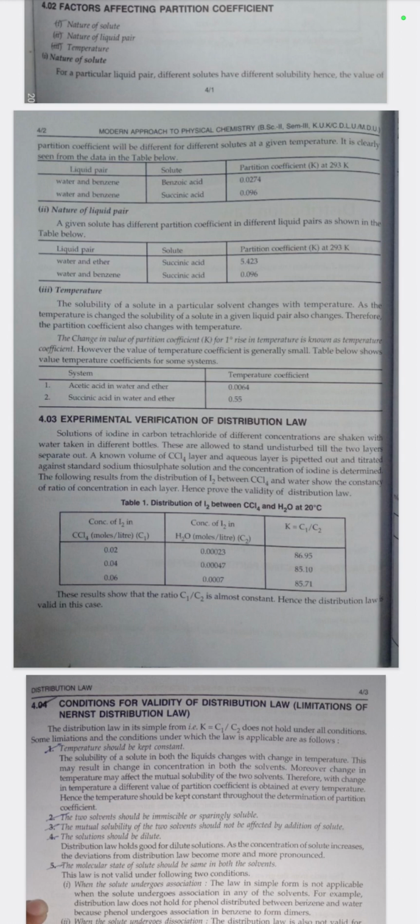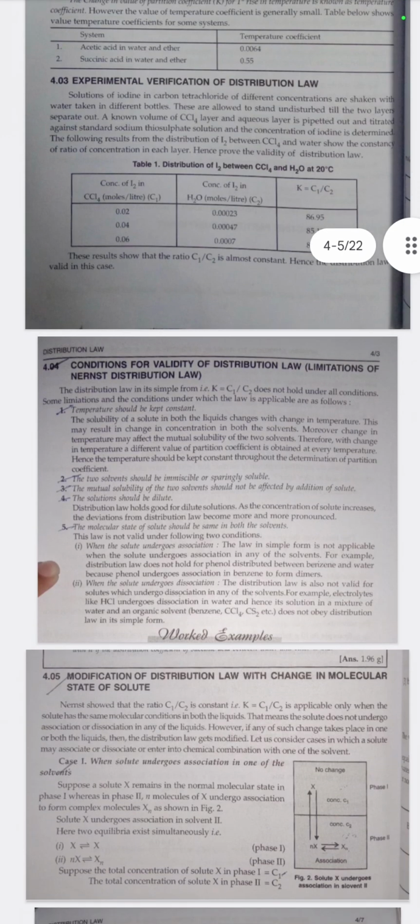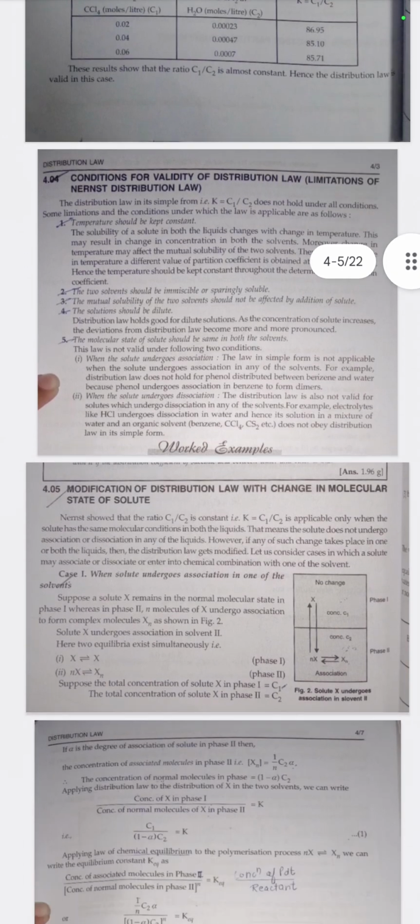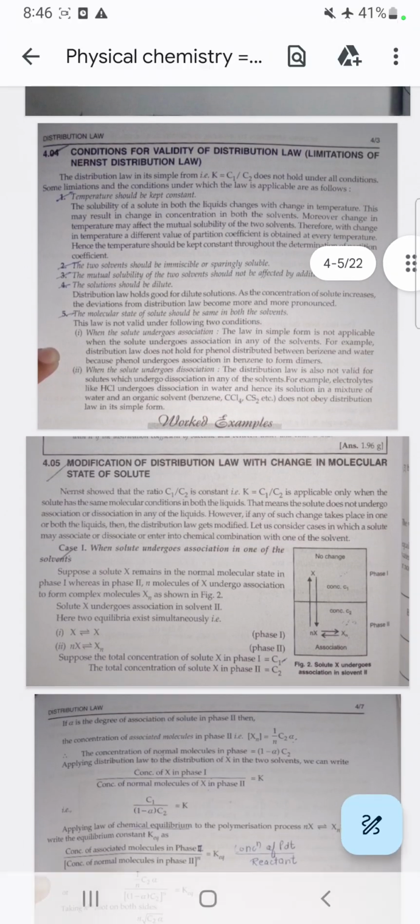The following results for the distribution of I2 between CCl4 and water show the consistency of the ratio of concentration in each layer, hence prove the validity of distribution law. These results show that the ratio C1 by C2 is almost constant, hence the distribution law is valid in this case. Now we study the conditions for validity of distribution law.